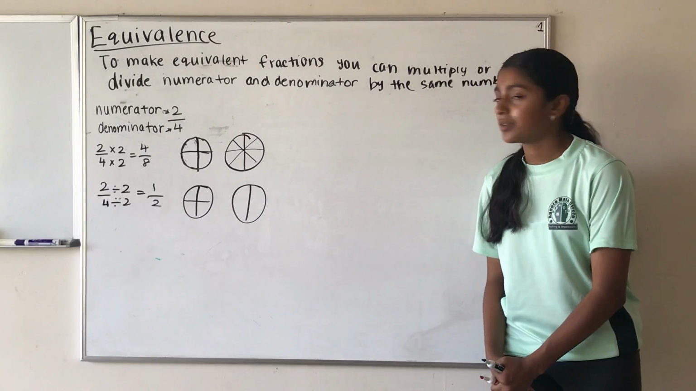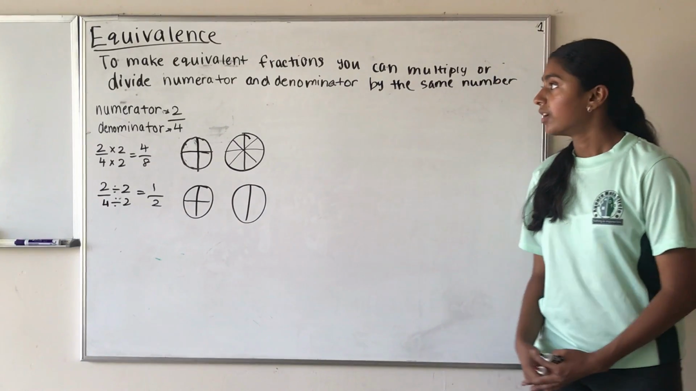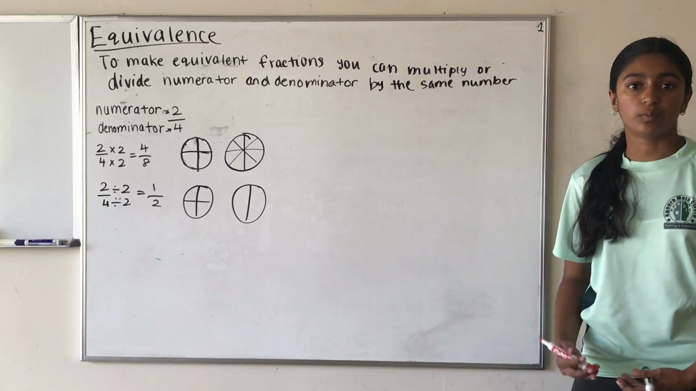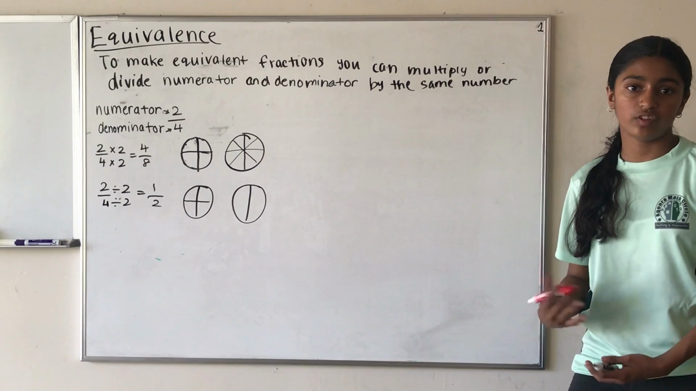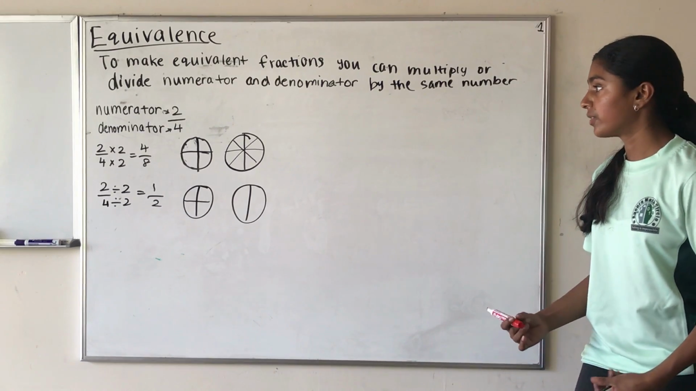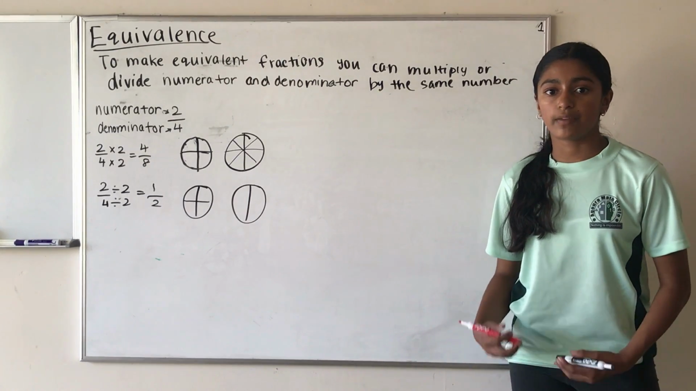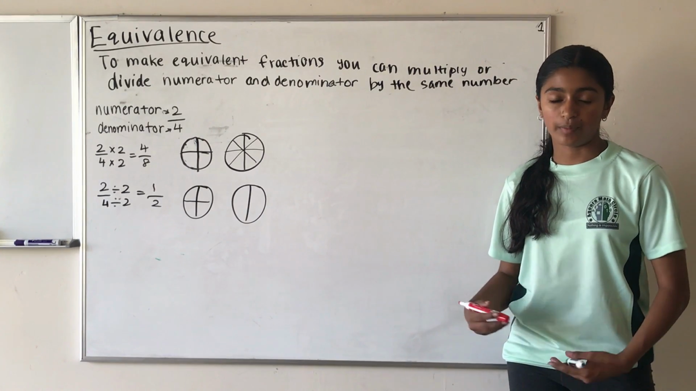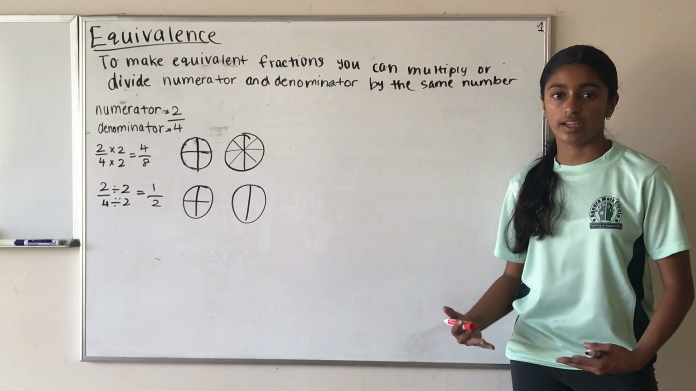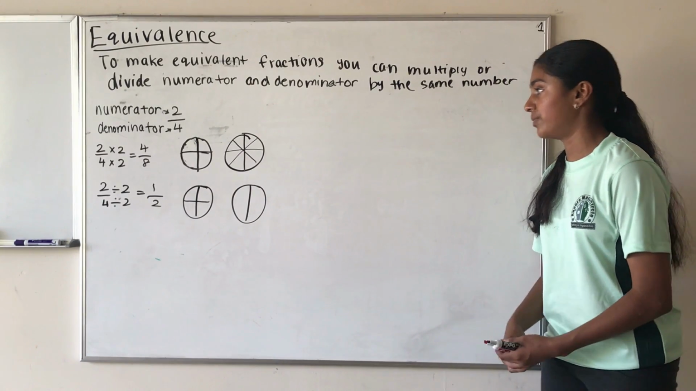The second topic I'm going to teach today is equivalence. To make equivalent fractions, you have to multiply both the numerator and denominator by the same number, or divide the numerator and denominator by the same number. So what that means is that if you had a fraction, if you multiplied the numerator and the denominator by the same number, the fraction that you would get would be the same as the first fraction.